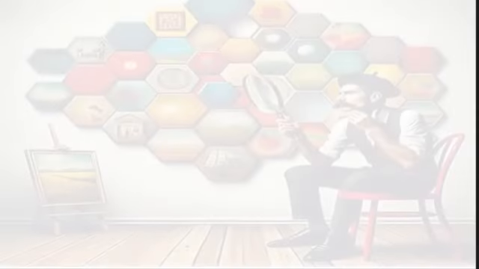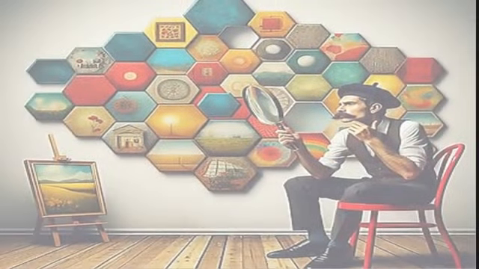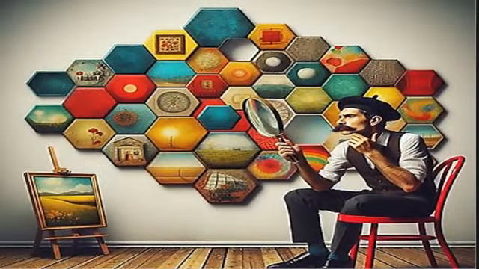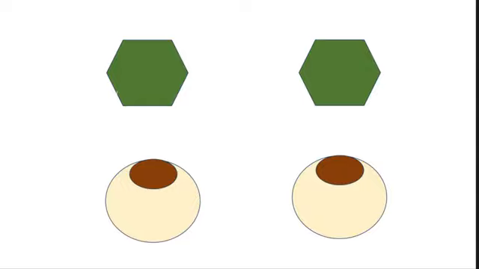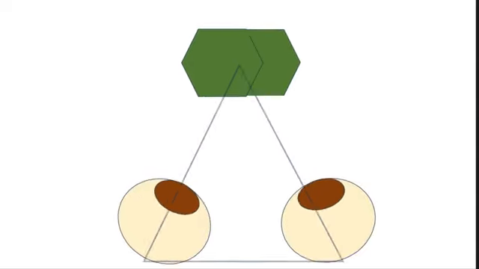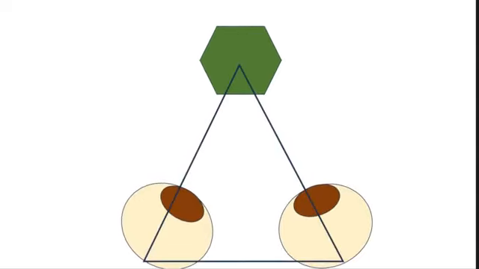Let us imagine a man who's sitting on a chair trying to look at a hexagon. Now, with his one eye closed, with his left eye, he's going to perceive one hexagon, and with his right eye, he's going to perceive another hexagon, right? However, when he is looking at the hexagon with both his eyes, he's still going to perceive the hexagon as a single hexagon despite the two eyes making two individual images on their respective retina.